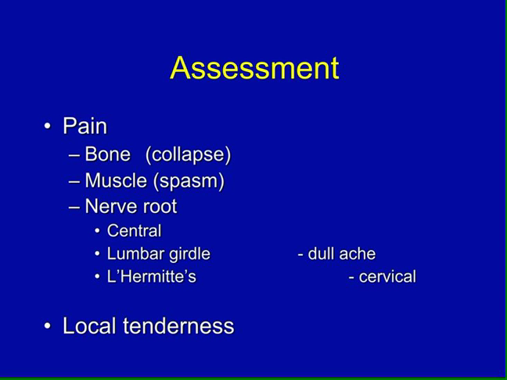Pain can be due to bony collapse, and you'll get localized tenderness with that. Muscle spasm is common, and again you may get some local tenderness, and then you may get nerve root irritation, and you may get central pain, girdle pain, or you may get Lhermitte's sign, which is sort of lancinating pains going down the neck.